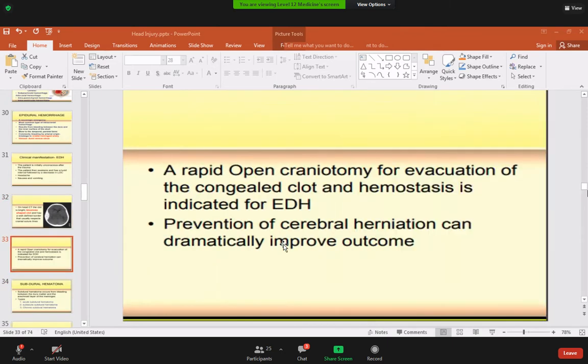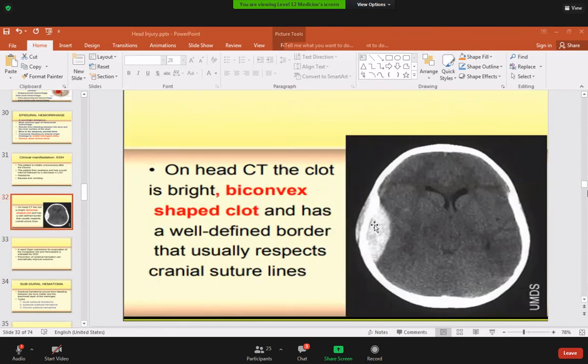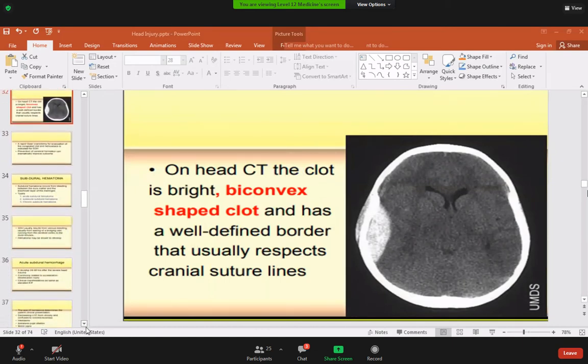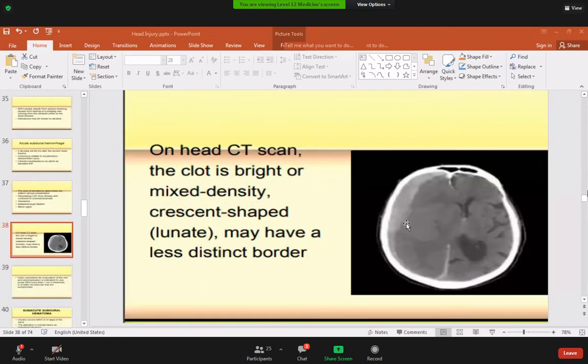One thing is this subdural hematoma. Now look at this picture. Look at the shape of it. This is the biconvex shape you can see here. Spindle shape or biconvex shape. Now look at the shape of the subdural hematoma.